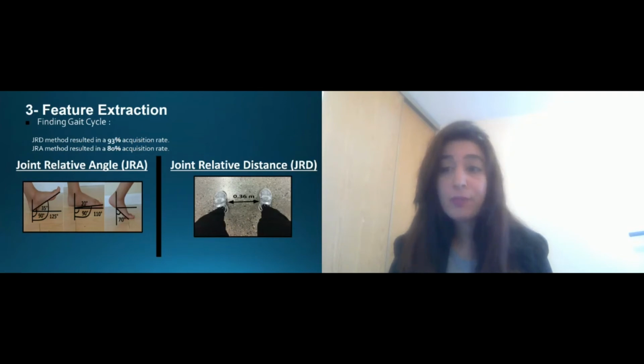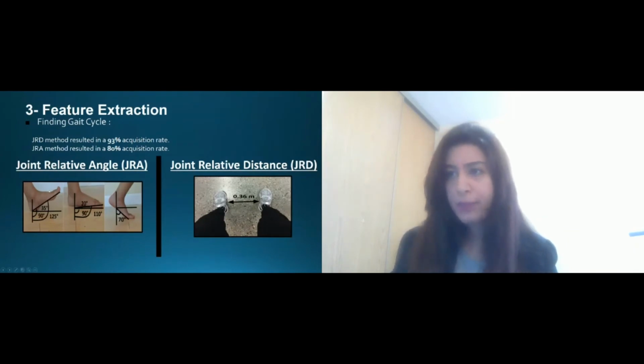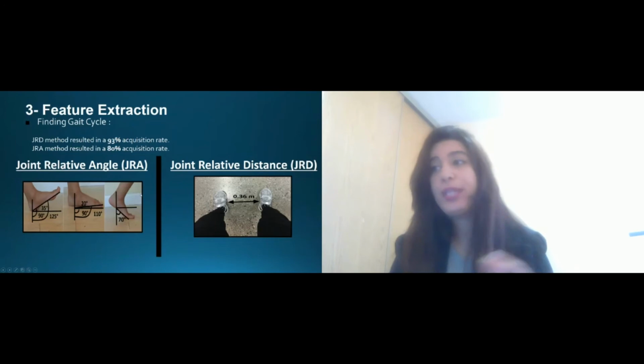In the first method, the joint relative angle, this one here, the joint relative angles, JRA, of the subject's ankles were used to observe the events between two consecutive heel strikes of the same foot. The first heel strike is the beginning of a gait cycle, and the second heel strike is its end. We call this a heel strike here, the first image. And then this is foot flat, and this here is a toe off. So the gait cycle will start with the first heel strike, and then will end with the second heel strike.